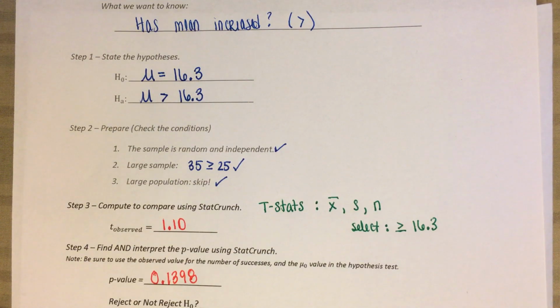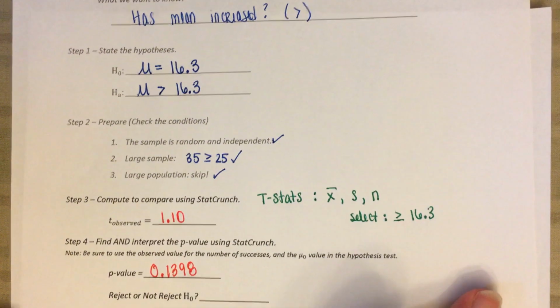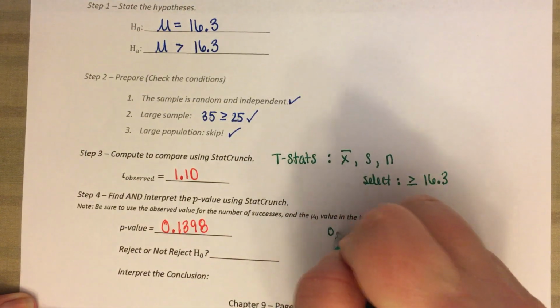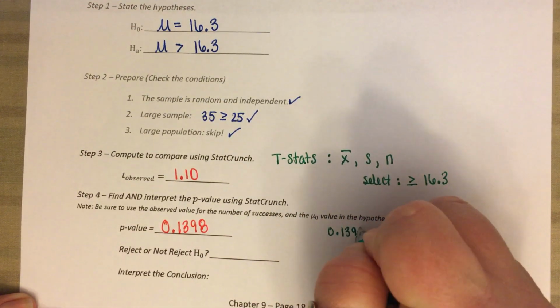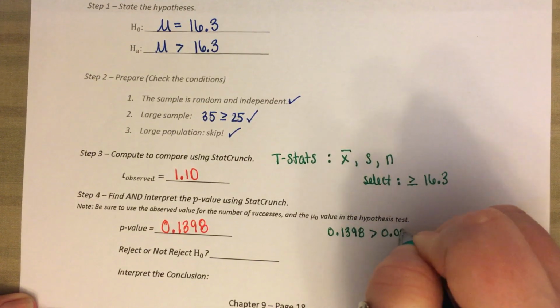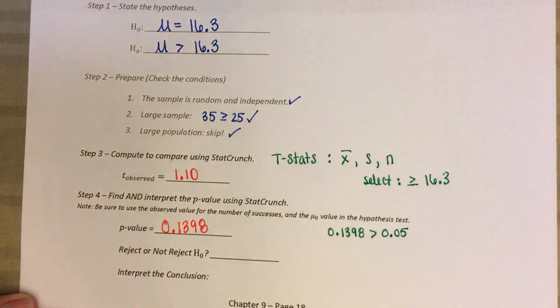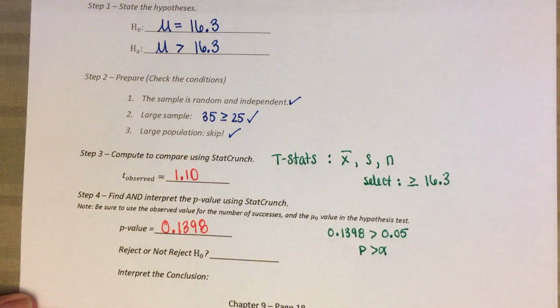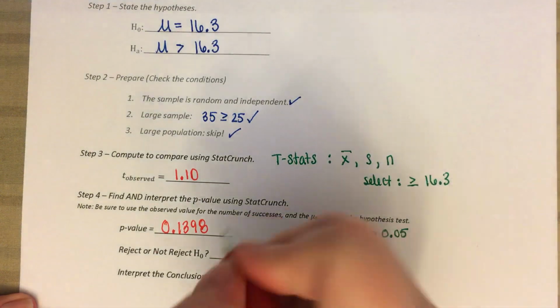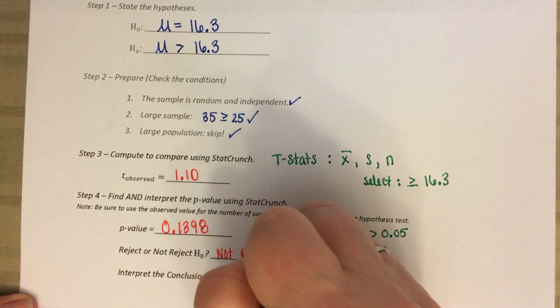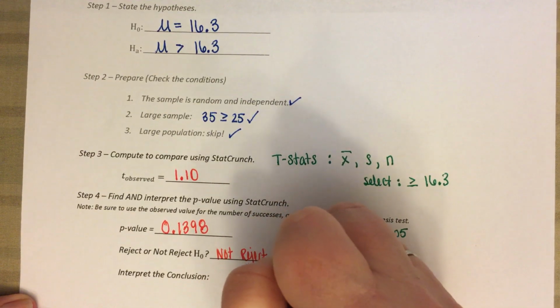Right, and then just like we did in chapter 8, we're going to compare this p-value to alpha. So p is 0.1398. That is greater than alpha, which is 0.05. P is greater than alpha. P is greater than alpha means we do not reject our null hypothesis.